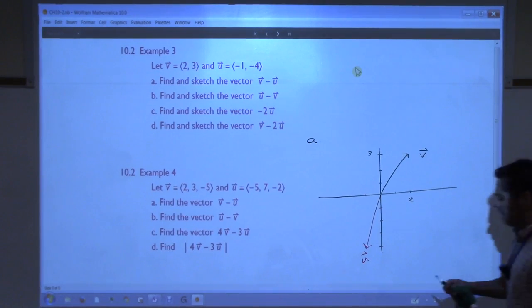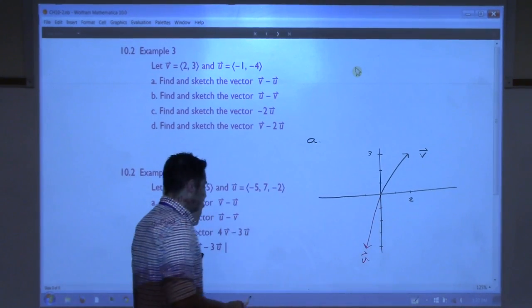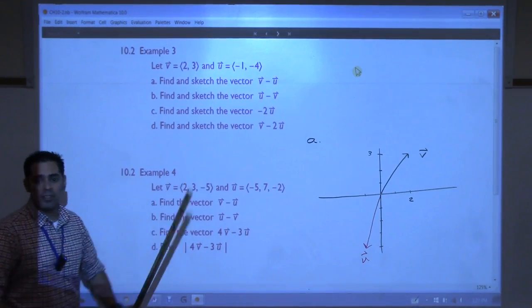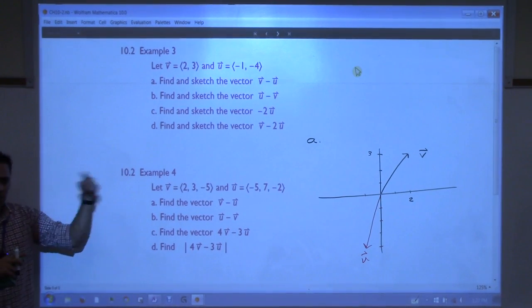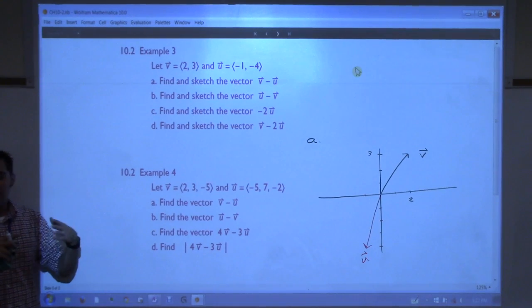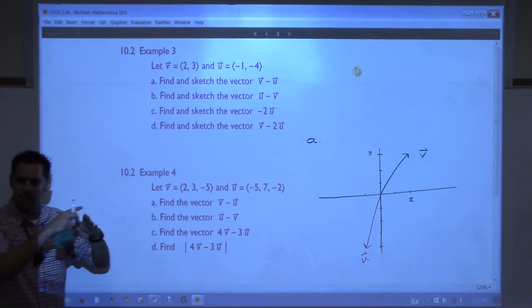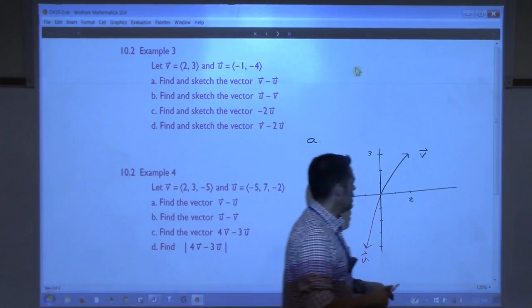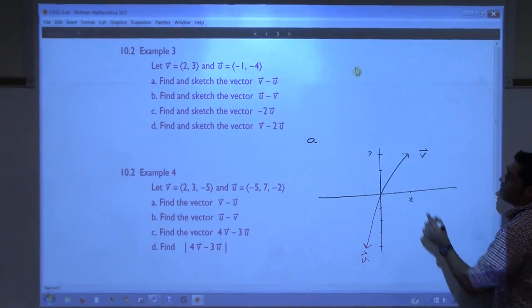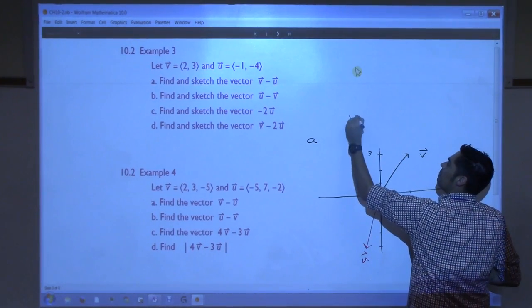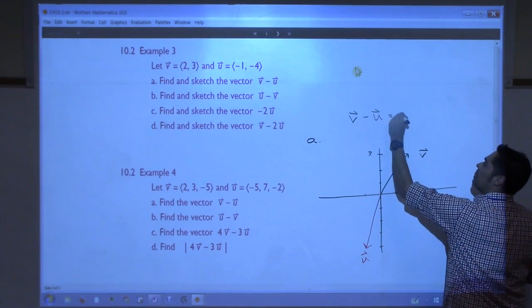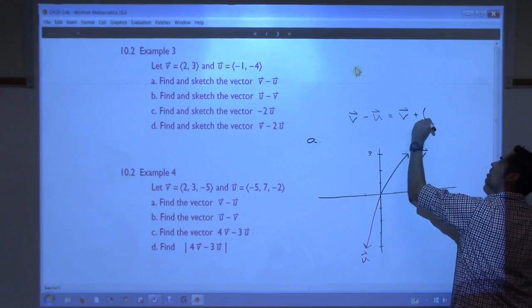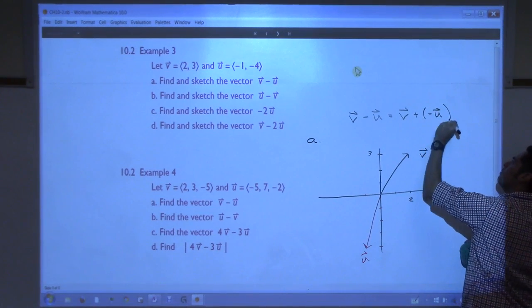I want to take the vector v, and I want to subtract u. Well, we didn't talk about how to subtract vectors visually, did we? We just talked about adding, and when you add, you did what, like tip to tail, right? So what I'm going to do instead is I want you to look at this v minus u.